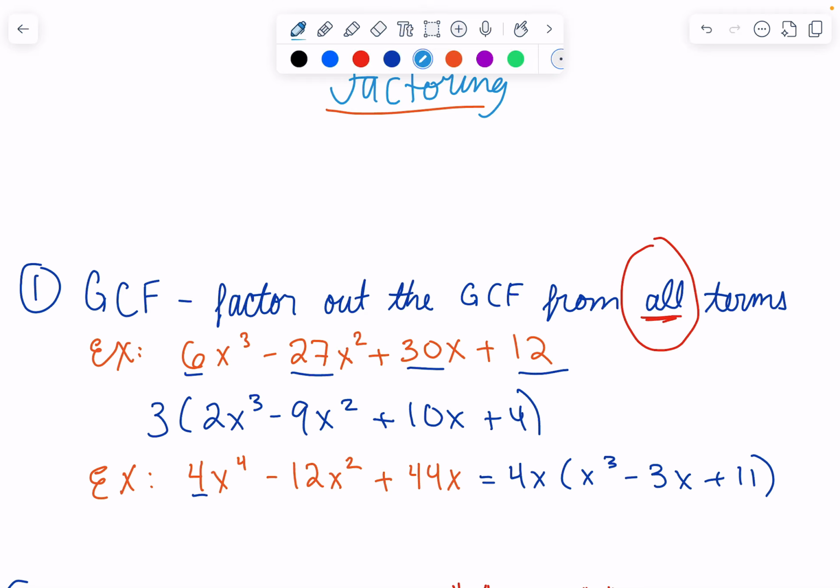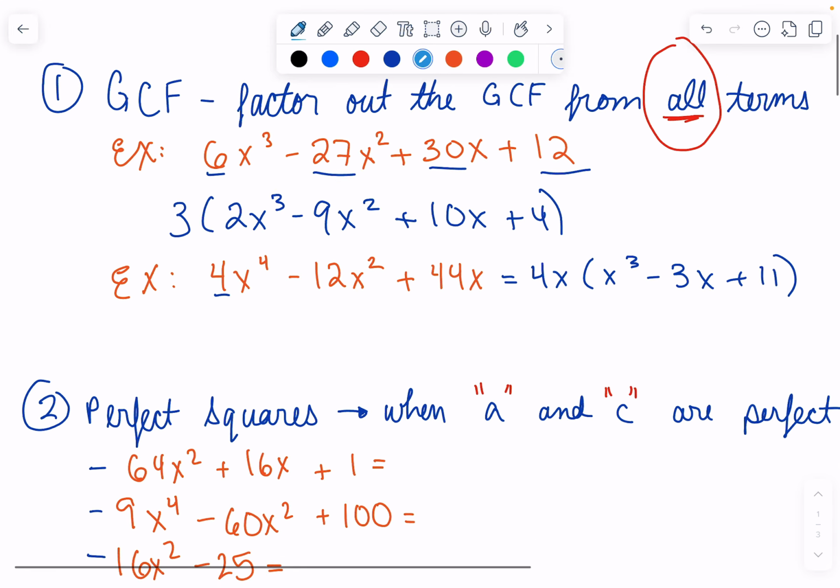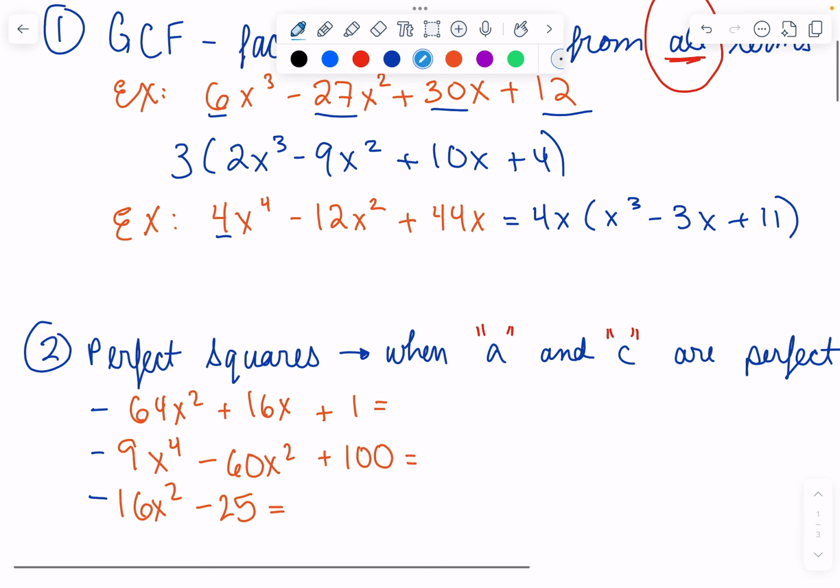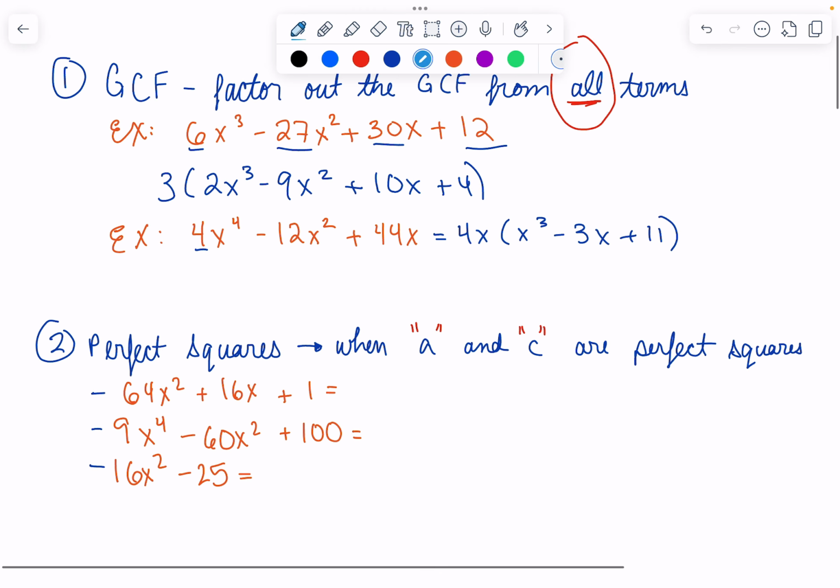Now, if there is no greatest common factor to be taken out, then we move on to the second method, which is the perfect squares method. You want to try this method when your first and last terms are perfect squares, keeping in mind that currently we're looking at polynomials that are in standard form, something like that. Basically, all you want to do is take the square root of those perfect squares, and that will be the polynomial in factored form.